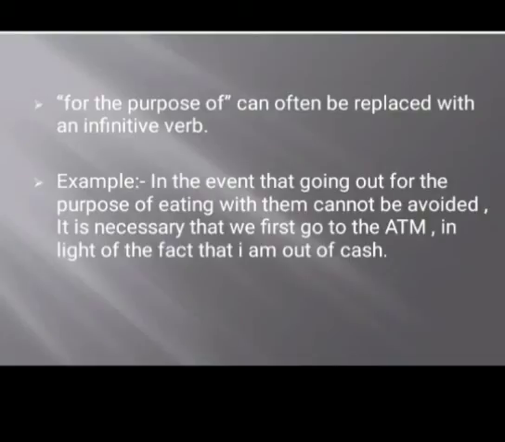Example: in the event that going out for the purpose of eating with them can't be avoided, it is necessary that we first go to the ATM, in light of the fact that I am out of cash. Revision: if we must go out to eat with them, we should first go to the ATM because I am out of cash.